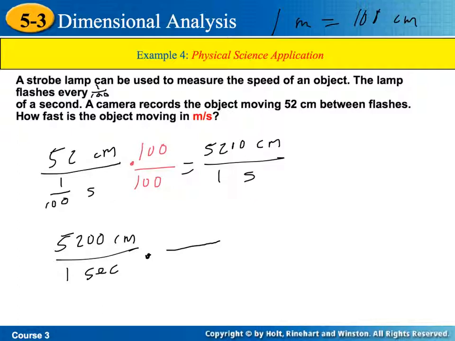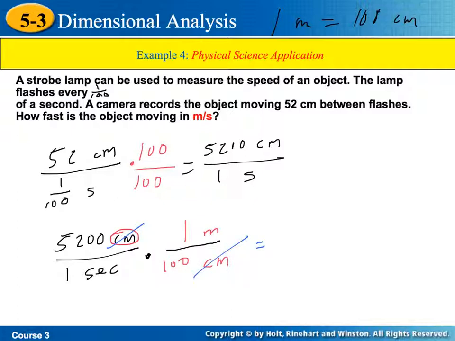All right, so as I look at this, I want to get rid of centimeters right there, which is in my numerator. So I'm going to put centimeters in my denominator. Why? Because then they will cancel out. If centimeters is in my denominator, that means meters is in my numerator. Now I just fill in the numbers. 1 meter is equal to 100 centimeters. These two cross out.